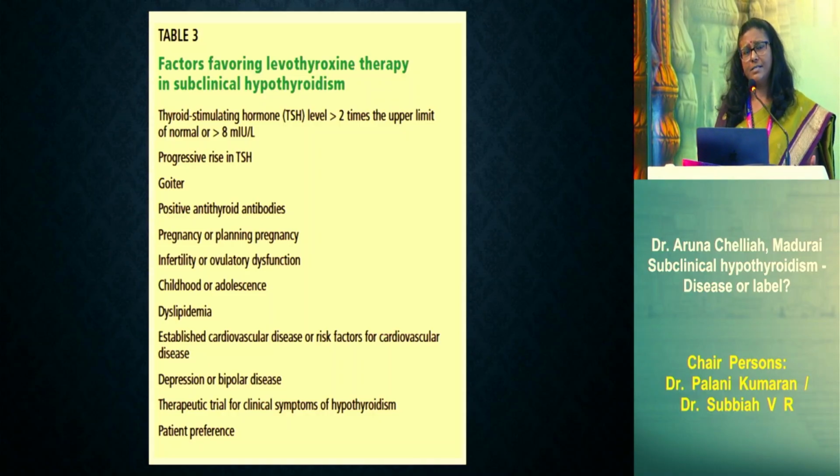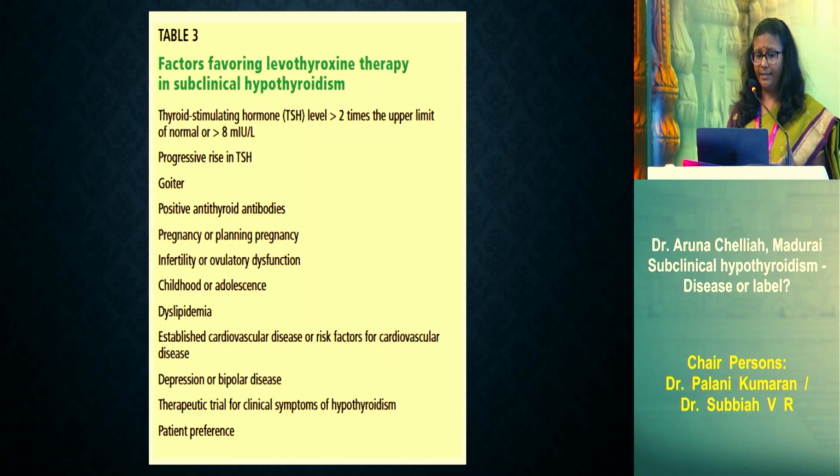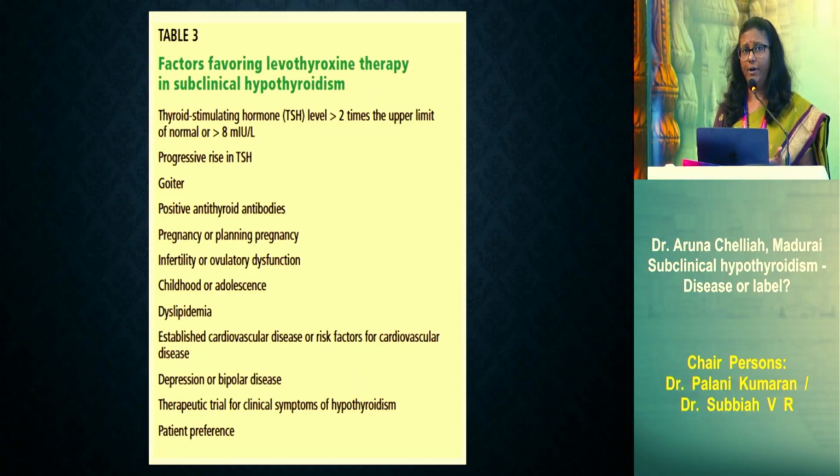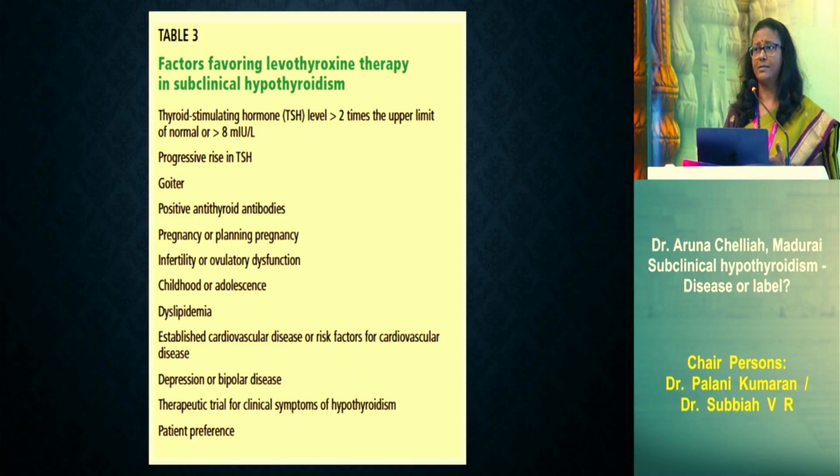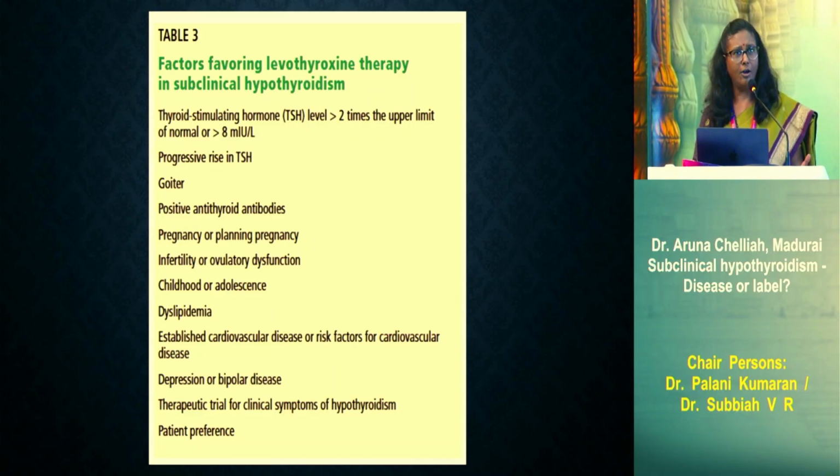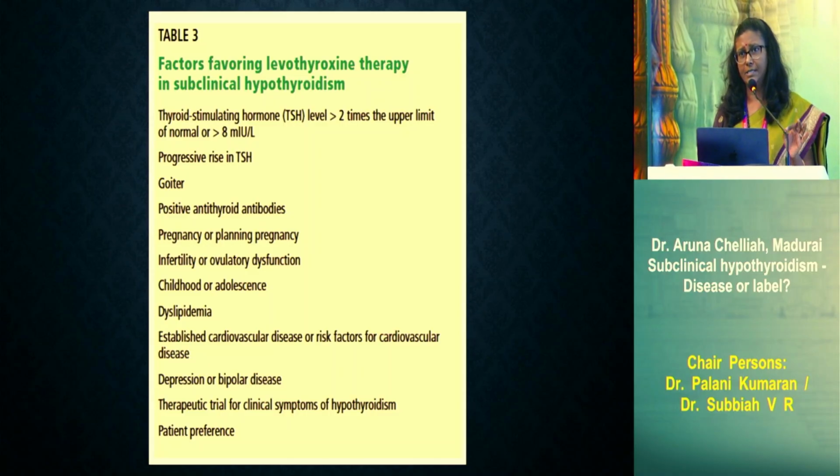So in that case, what are the factors favoring levothyroxine therapy? When do you start the therapy? If your TSH is 2 times the upper limit of normal, that is greater than 8, here actually we say greater than 10, it's progressive, it's rising, you've repeated it. There is a positive goiter presentation, or antibodies greater than like 300 or 500. You see antibodies greater than 50 or greater than 100, please do not treat on that alone. And infertility, ovulatory dysfunction, or the patient is planning for infertility treatment, childhood or adolescence, especially in the pubertal phase, and other comorbid conditions. It's very important.